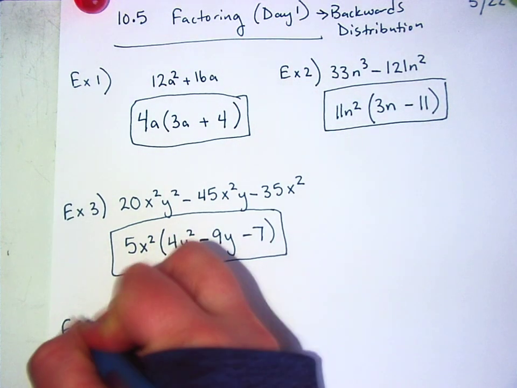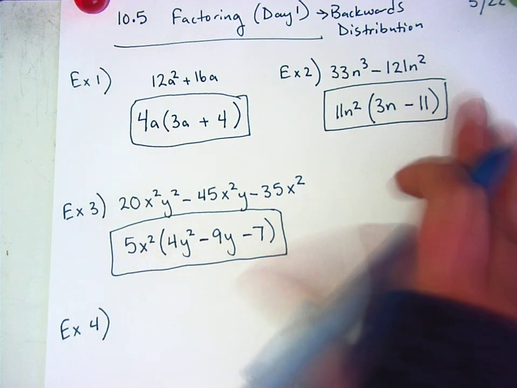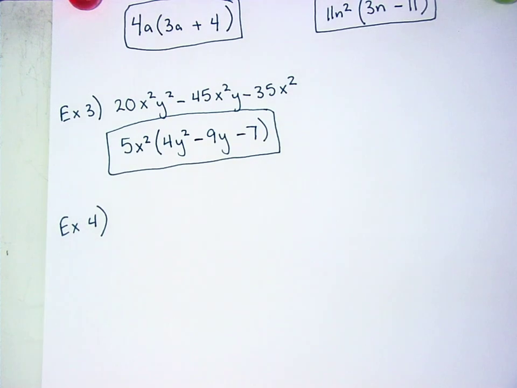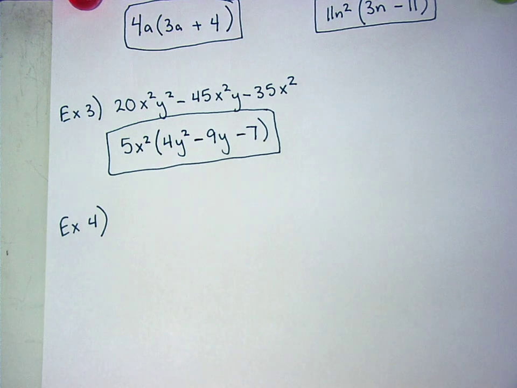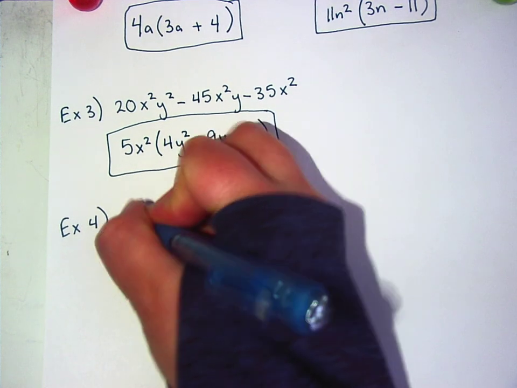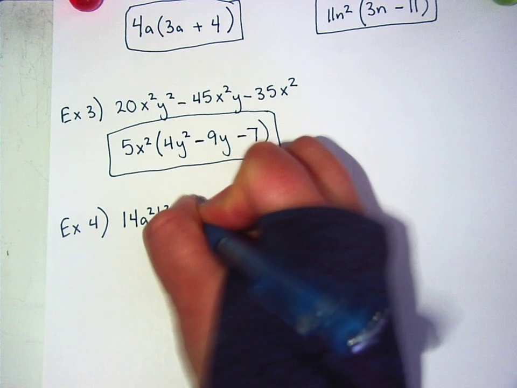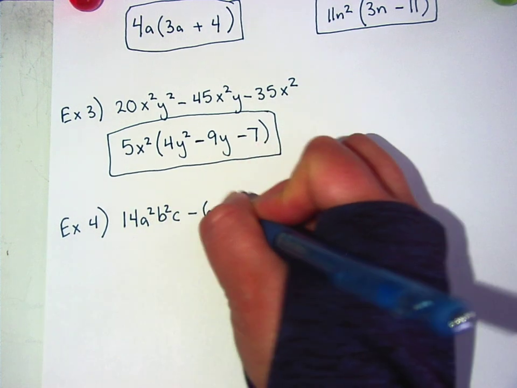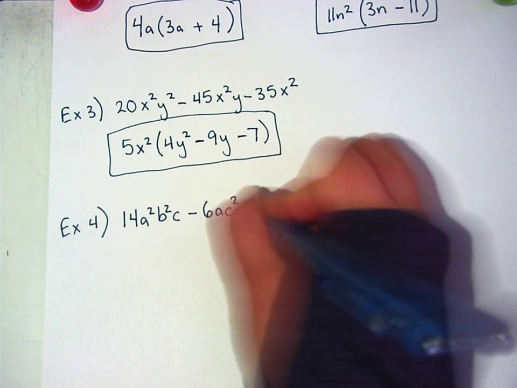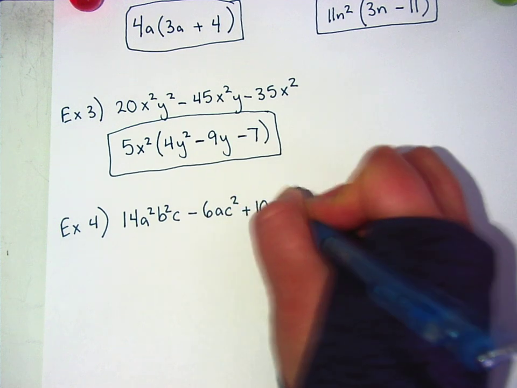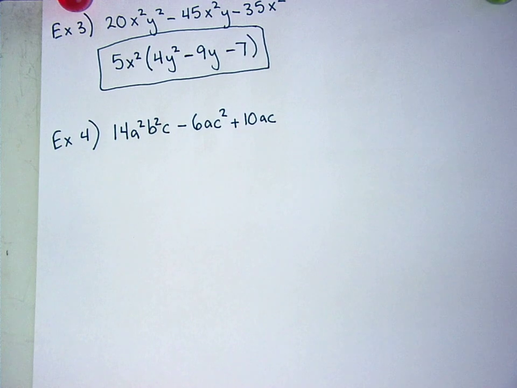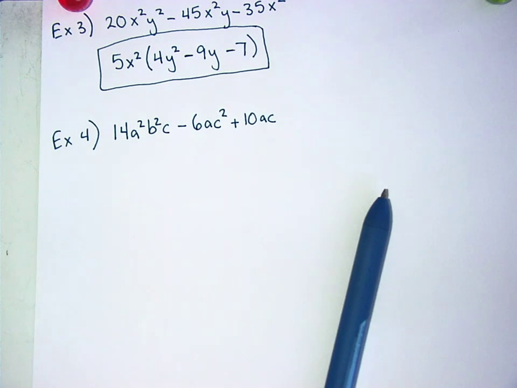We're going to do one whole more example. Everybody write this problem down. This one's worth a prize. In case you can't read it, it says 14a squared b squared c minus 6ac squared plus 10ac.